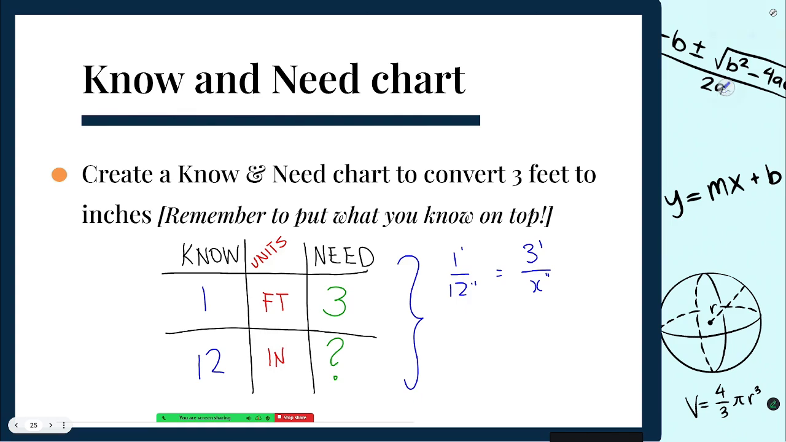Instead of X, you can put a question mark, a symbol, a smiley face, or a sad face, because we don't know it. You can put X. In math, we use these variables, so we're plugging X in as our unknown. And then truly all we're going to do is cross multiply. So we take our 1 foot from that 1 over 12 and cross multiply down so that we get 1x.